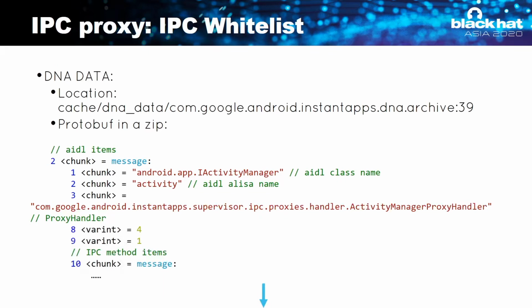Then I found there is a big list of AIDL items. In the AIDL item, the first field is the AIDL class name. The following field is an alias name for it. The third one is the class name of the proxy handler, which forwards the IPC requests sent to this AIDL. And the 10th field is a repeated field of IPC method items.